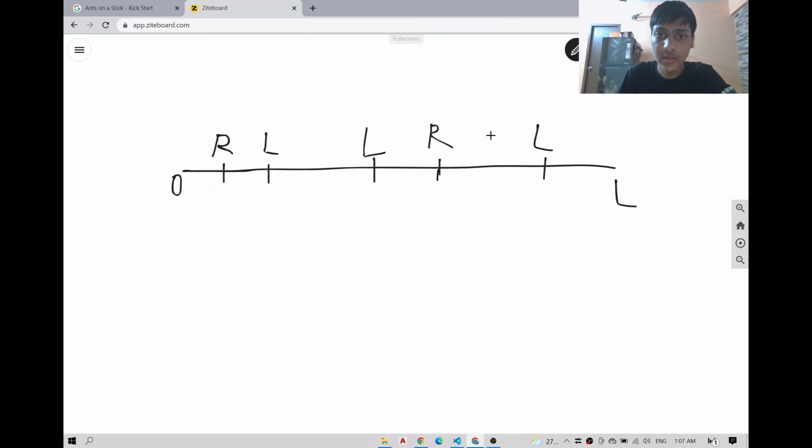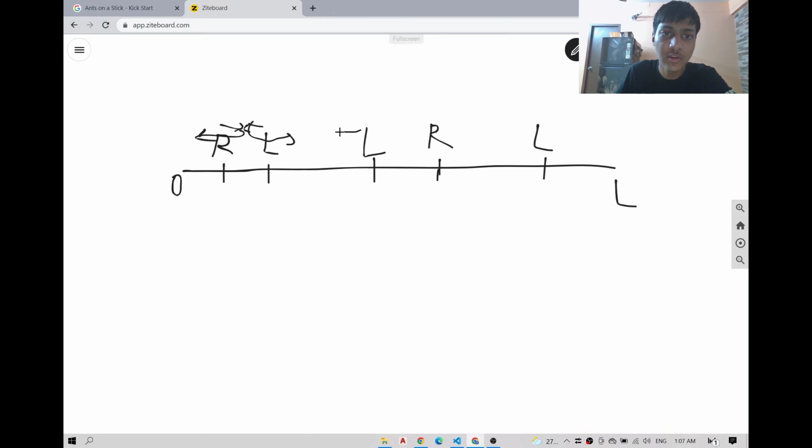So like if we simulate this example, basically this ant will initially move towards the right, this ant will move towards the left, and then they'll collide, and then they'll kind of bounce back, and this ant will start moving towards the left, and this ant will start moving towards the right, and then this ant might fall off because it won't face any other ants in its direction.